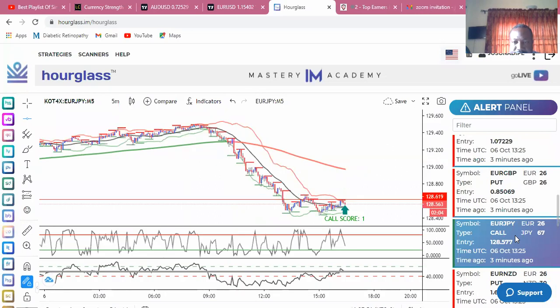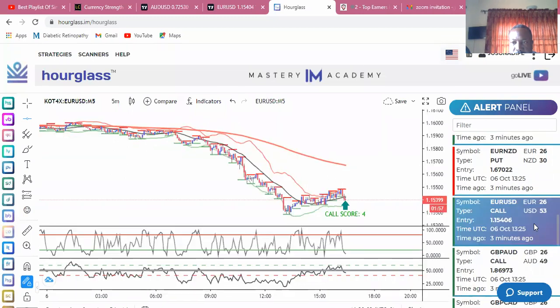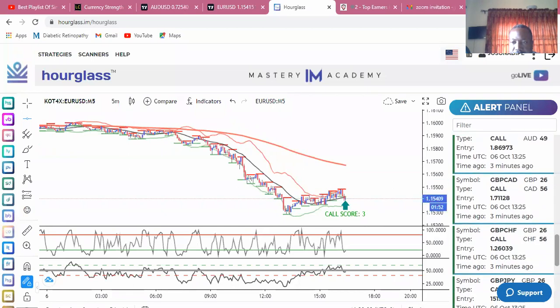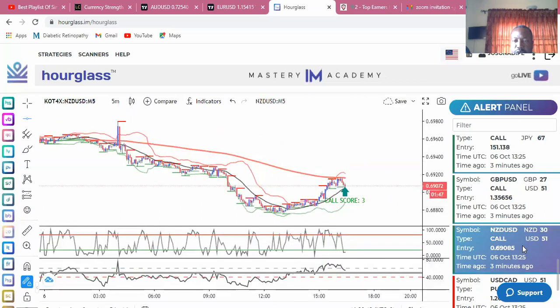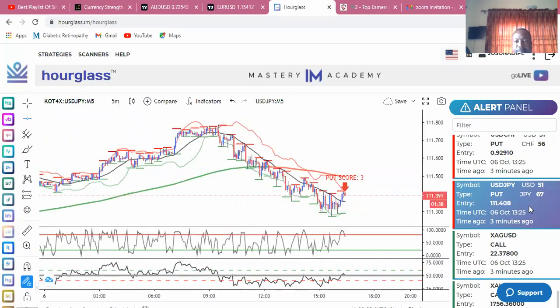Euro JPY. Euro JPY is already in momentum. Euro USD also in momentum. Like I said, you have to be very patient, but if you are patient enough, I'm telling you, you can keep growing your account in a consistent manner, if you are patient enough.